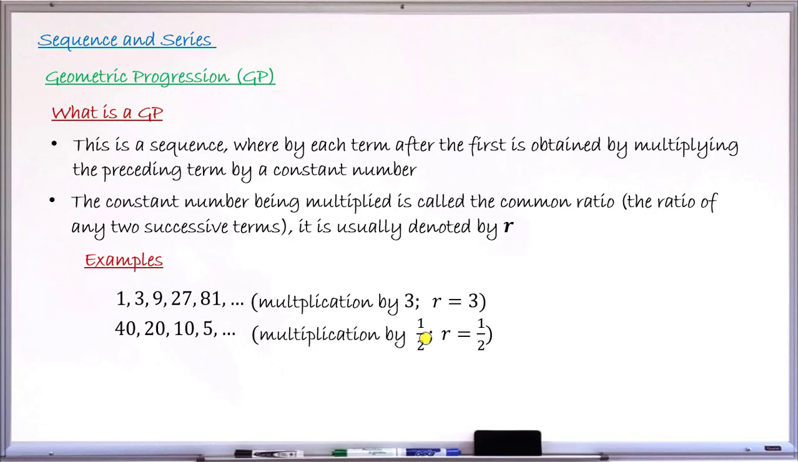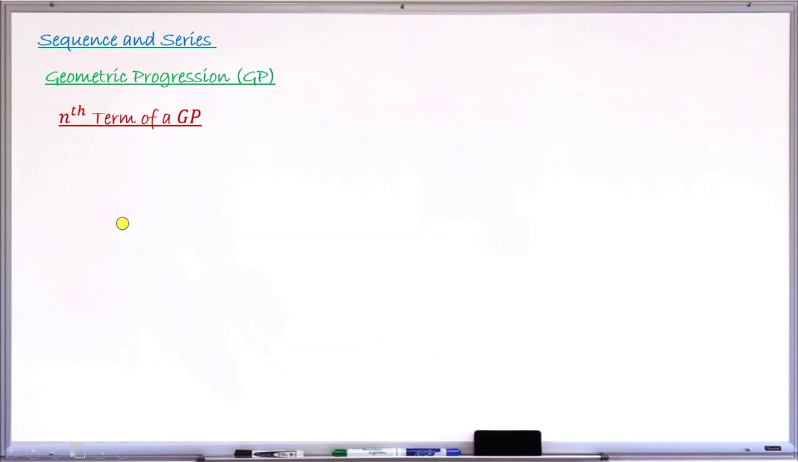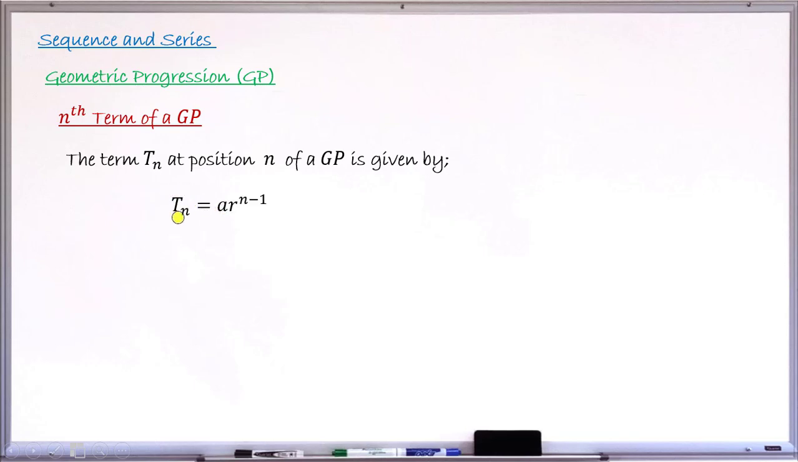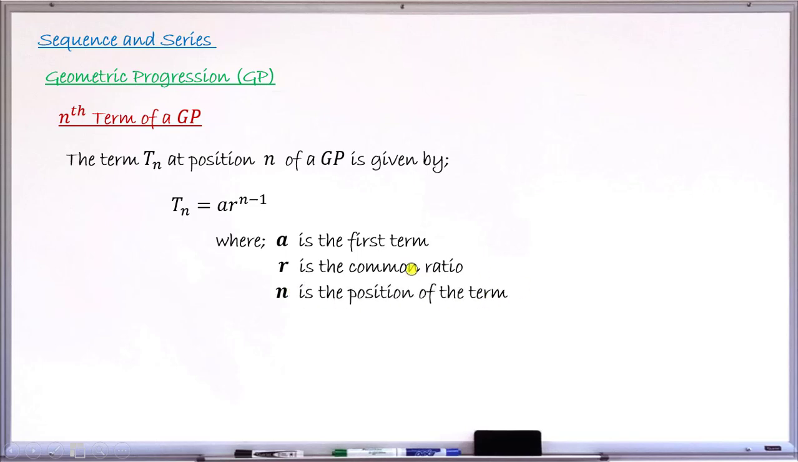So let us move. What we're going to learn next in this lesson as far as GP is concerned is the term of a GP. That is how to find the term at any position in a given GP. So let's say the term Tn, that is the term at the position n of a GP, is given by this simple formula. Tn, the term at any position n, equals A multiplied by R raised to the power of n minus 1, where A is the very first term of the GP, R is the common ratio of that very GP, and n is the position of that very term.